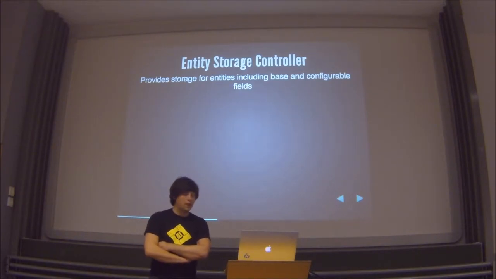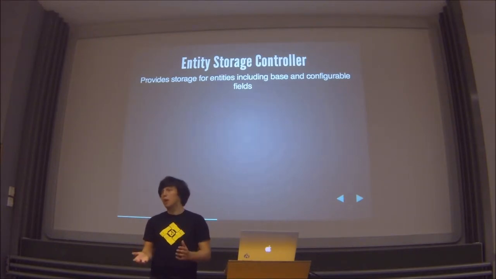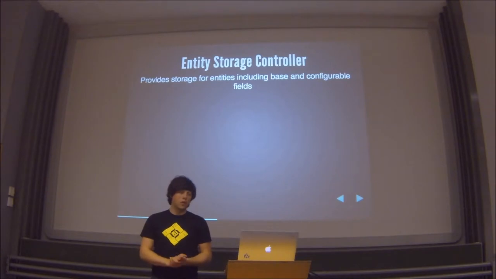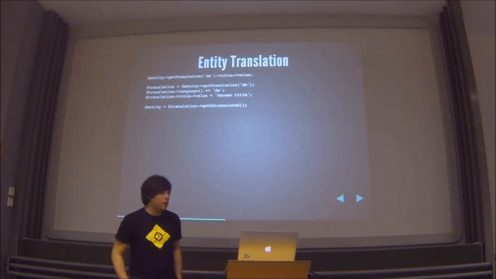So translation is nothing you have to care about if you implement an entity type. It's the storage controller that is responsible for how you store translation. So if you use, for example, MongoDB, you want to store your translation maybe in one object, and then if you use a more traditional storage controller, like a database storage controller for entities, you maybe normalize your data differently.